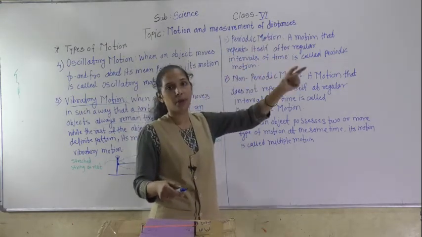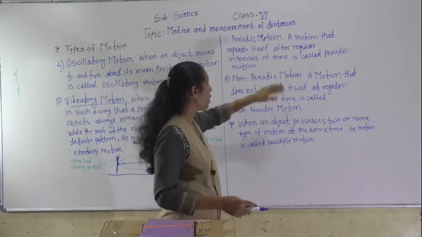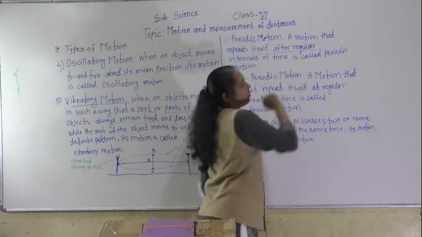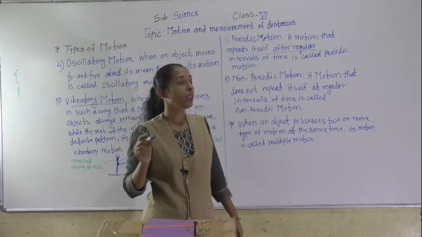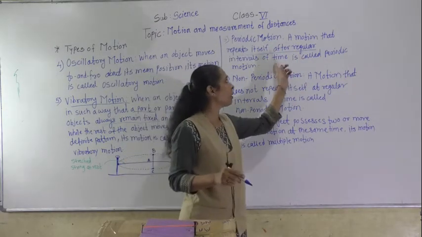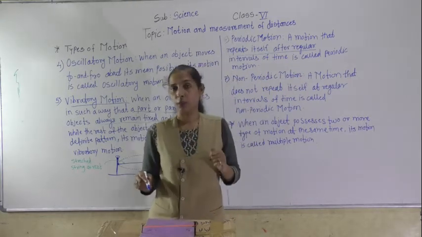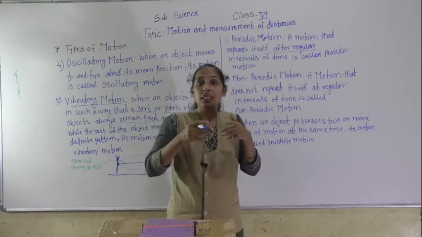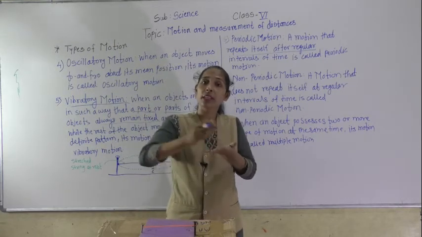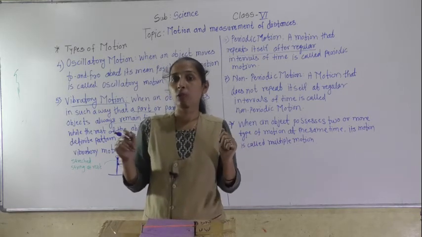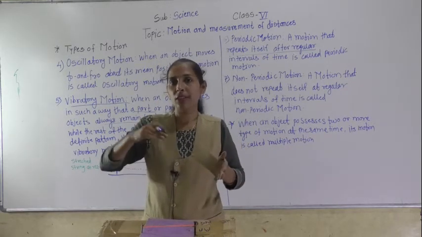Next one, that is periodic motion. What is meant by periodic motion? A motion that repeats itself after a regular interval of time is called periodic motion. There are certain incidents that happen at regular time intervals. We can say, whenever our classes are going on, after 1 hour our period changes.